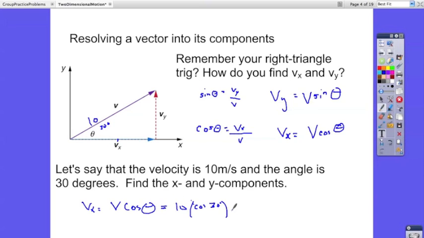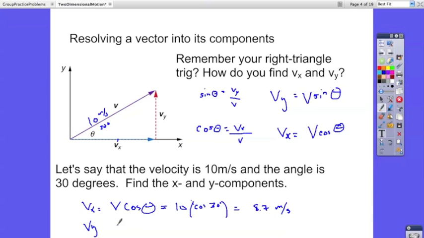You must have it in degrees. Cosine of 30 is 0.866, so that's going to be 10 times 0.866, which will be 8. I'll just round a little bit, 8.7 meters per second. This was a velocity. It was meters per second. Its components will also be velocities with meters per second units.